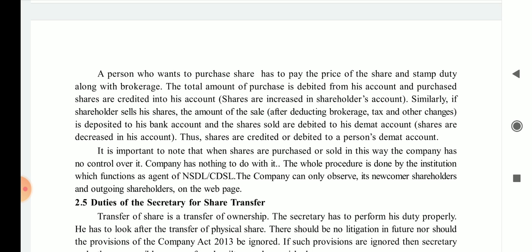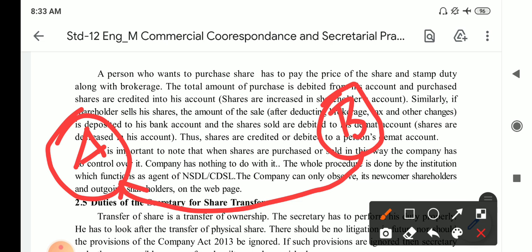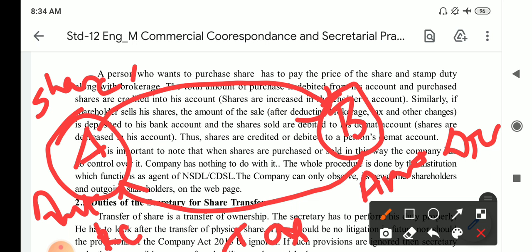Say, for example, here I will give you an example, that person A wants to sell his share and person B wants to purchase the share. See, now the amount from B is deducted. The amount should be deducted from B's account, and after deducting tax, the amount should be received by the person A, and here the amount should be credited. Now in the account of A, shares are debited, and in B's account shares are credited.